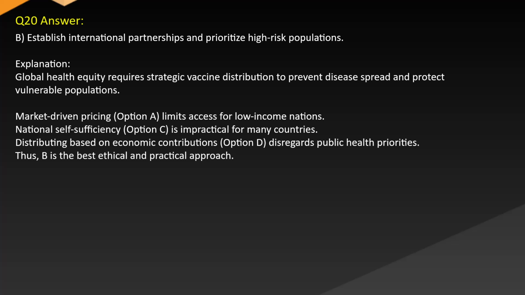Market-driven pricing, option A, limits access for low-income nations. National self-sufficiency, option C, is impractical for many countries. Distributing based on economic contributions, option D, undermines public health priorities. Thus, B is the best ethical and practical approach.